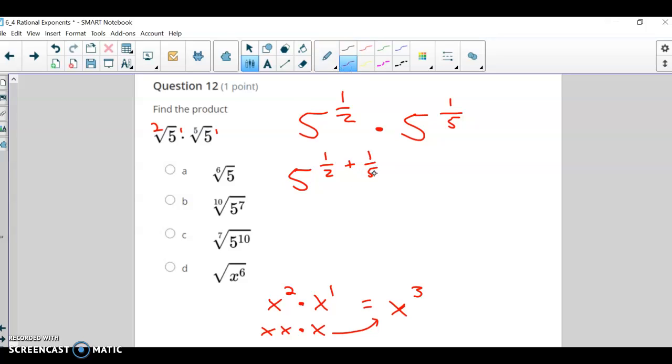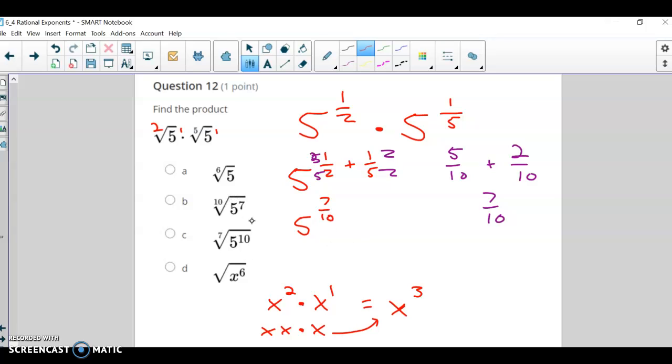Okay, and then to do that, you'll need a common denominator. So I'm going to multiply the first one by 5, and the second one by 2, so that we get 1/2 is 5/10, and 1/5 is 2/10. So that adds up to 7/10. So our answer is 5 to the 7/10.